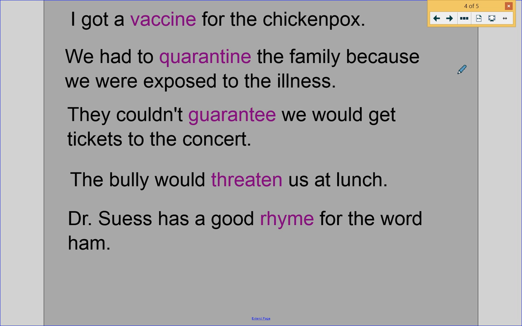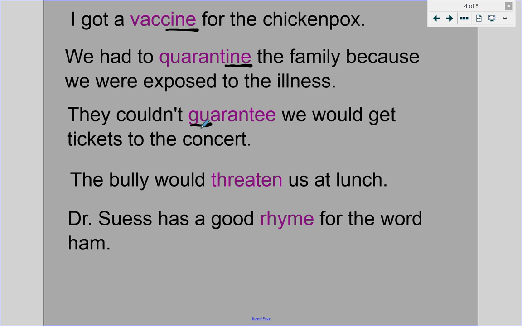And when we look at these words, what are our underlined parts here? We have "een" for vaccine. We have "een" for quarantine. GU for guarantee. Okay. These ones you're not writing on the line for your basic words, but I thought it'd be good for you to see that.